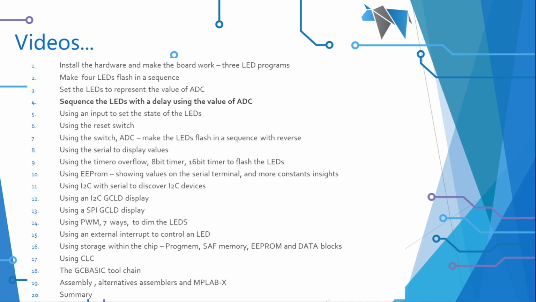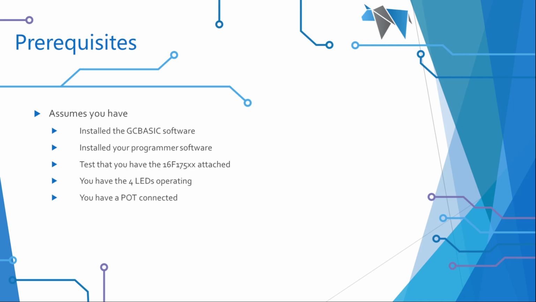So in tutorial 4, we're building upon what we've done previously. Previously we've set up the hardware, we've made the LEDs flash, and we know that we can make the LEDs represent the value of an ADC. Now we're going to sequence the LEDs with a delay using another value from the ADC. I'm assuming that you've installed the software, you have your programmer, you can talk to this new chip, and you've got 4 LEDs and a pot.